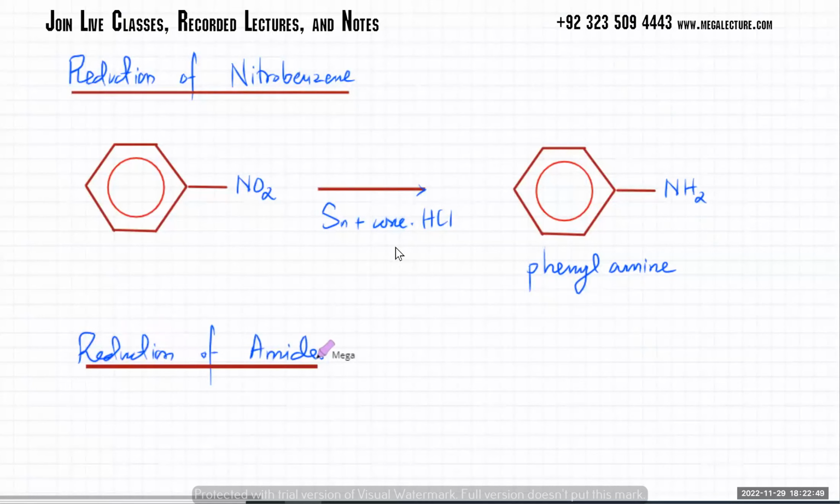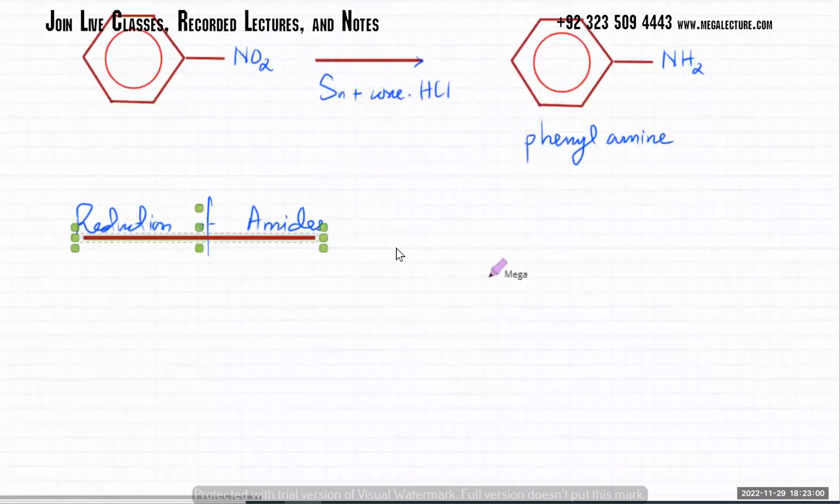It's tin plus concentrated HCl. That's the reducing agent. Remember, when I'm talking about reduction, the reagent is a reducing agent by default. Okay? It's tin plus concentrated HCl.